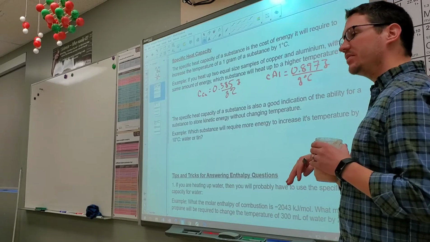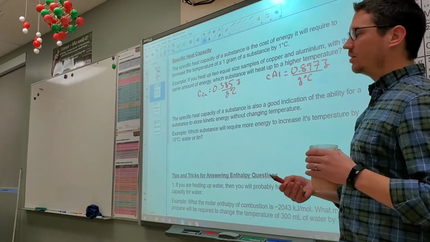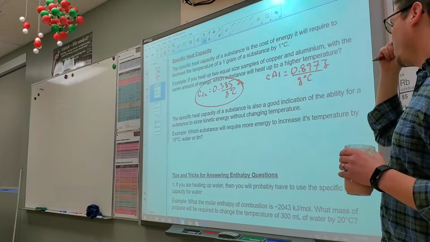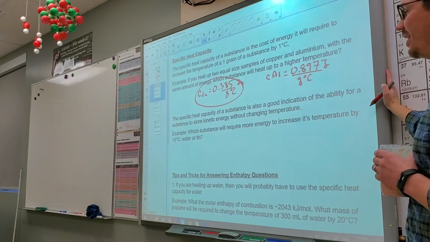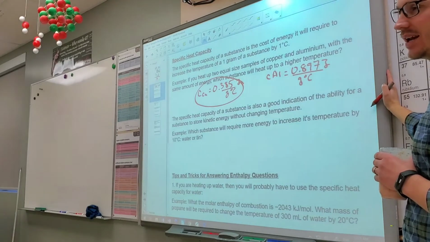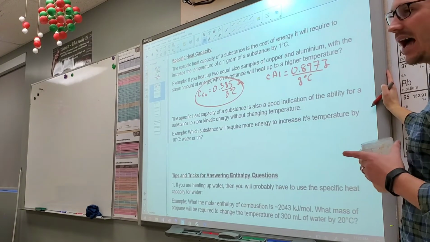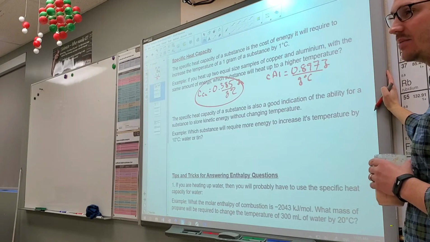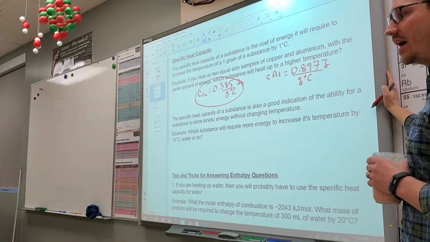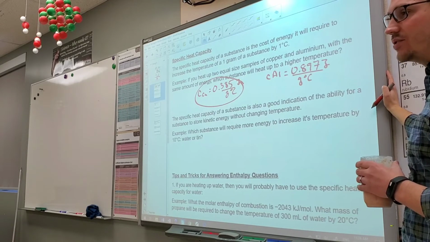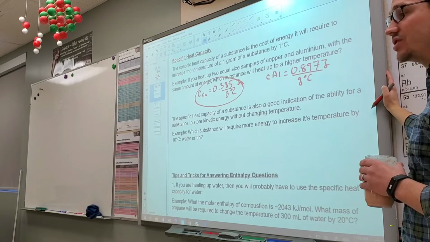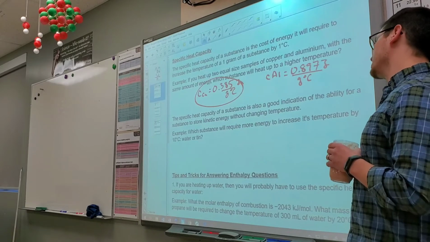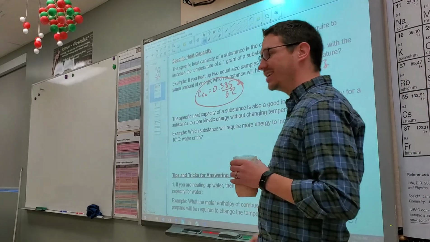So the lower the specific heat capacity, the more it's affected by changes in temperature, right? The specific heat capacity is also a good indication of the ability to store kinetic energy. Basically, it's how much it costs. If something costs more, then you're investing more money in it. Does that make sense? So if something has a higher specific heat capacity, you have to invest more energy to change its temperature, so it's storing more energy. So which substance will require more energy to increase its temperature by 10 degrees Celsius, water or tin?